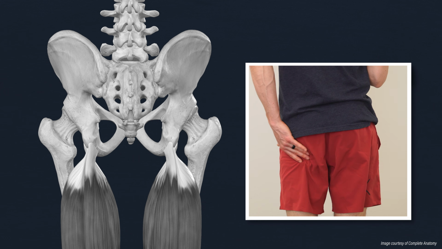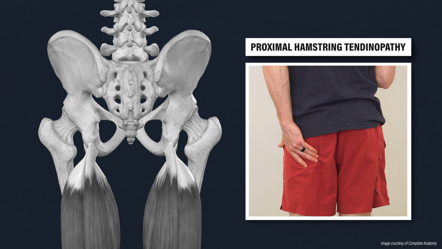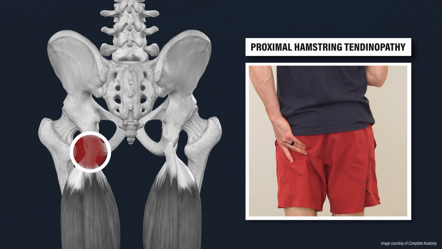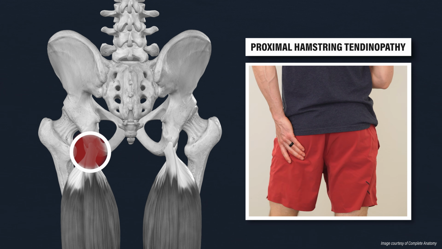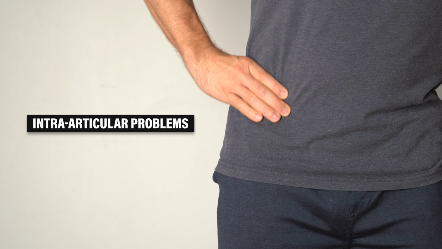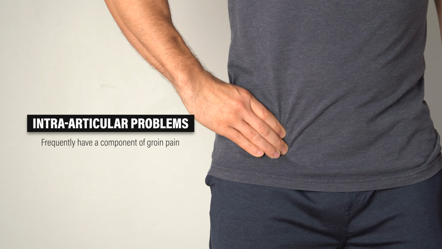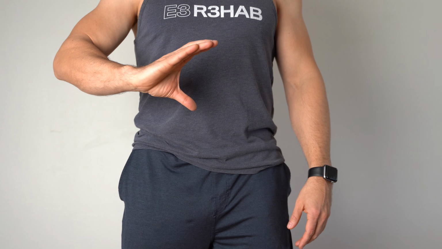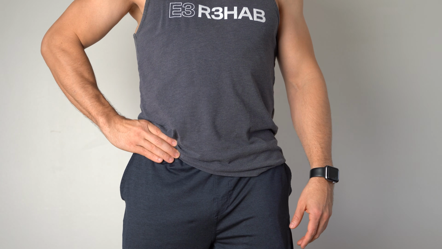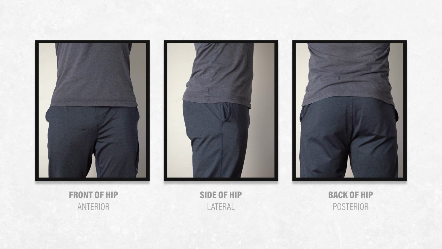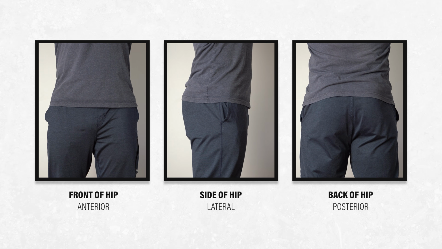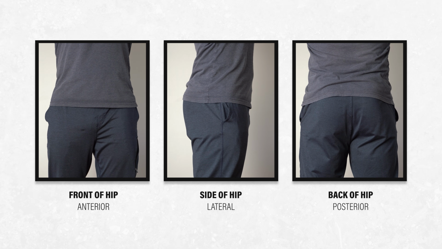The location of symptoms can be helpful for differentiating between potential diagnoses. For example, symptoms of proximal hamstring tendinopathy will always present toward the back of the hip where the hamstrings attach to the pelvis. On the other hand, intra-articular problems frequently have a component of groin pain, and individuals may use the C sign to indicate their deep anterior hip pain. In anatomical terms, the front of the hip is anterior, the side of the hip is lateral, and the back of the hip is posterior.